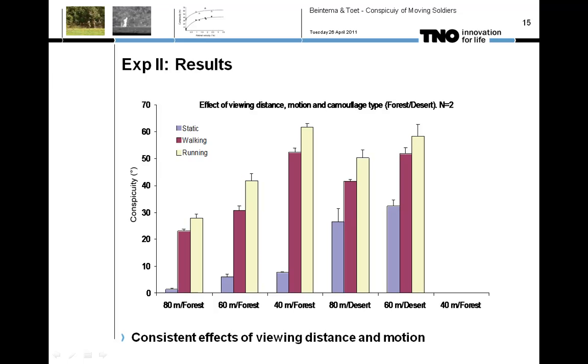The data show only a small difference in conspicuity between running and walking conditions. This observation is in line with literature that claims that conspicuity saturates at a retinal speed of about 0.8 degrees per second.